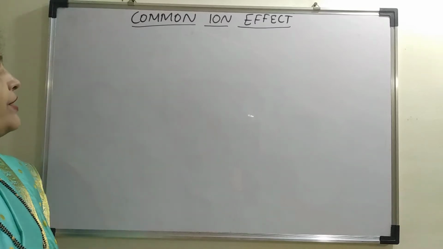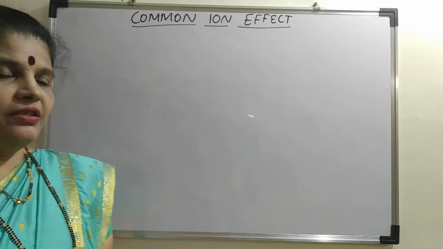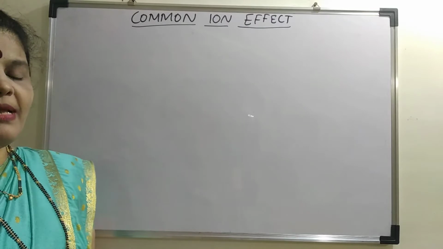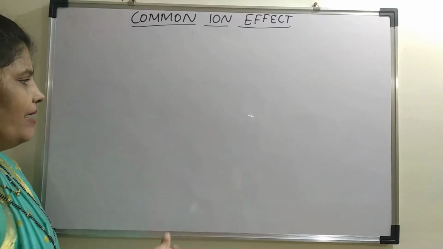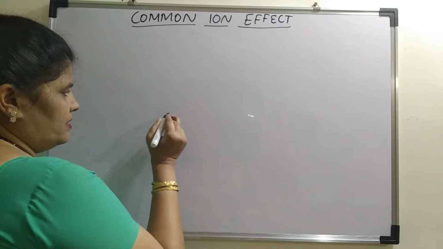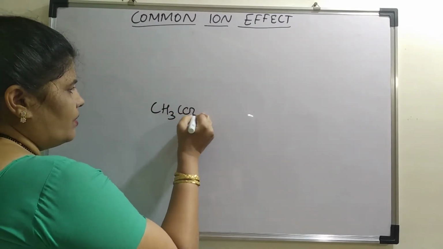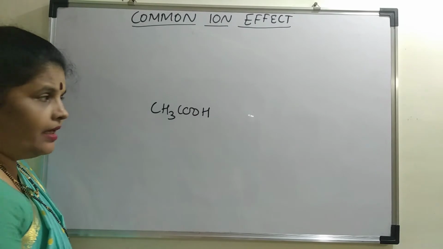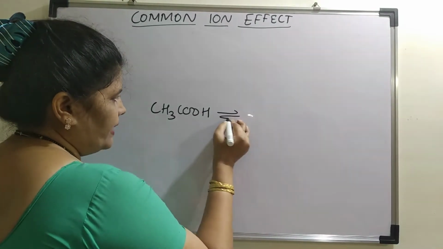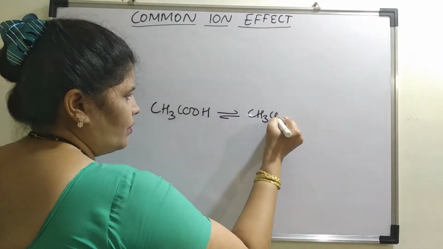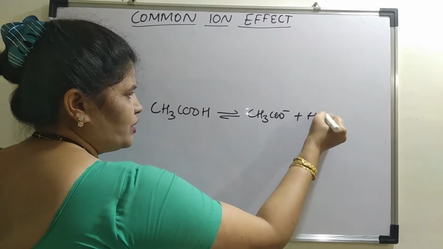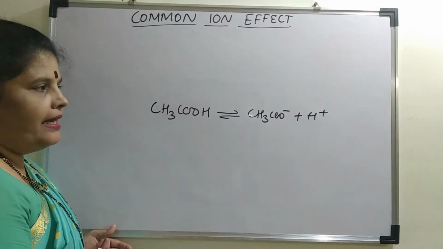In this video, we are going to see what is common ion effect. To understand what is common ion effect, let us start with an example. Here, first I will consider a weak electrolyte like CH3COOH, that is acetic acid. What will it give me, students? It will give me CH3COO minus and H plus, means acetate ion and H plus ion.